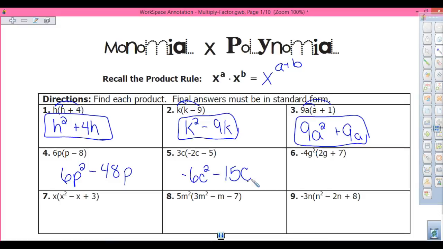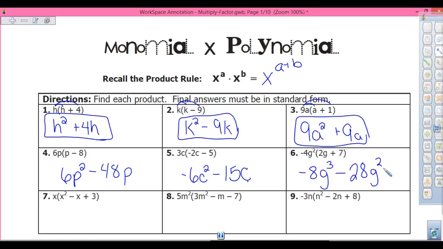Okay. How about negative 4g squared times 2g? There you go, negative 8g cubed. And now we've got a negative and a plus sign, so that plus sign is going to turn into a minus 28g squared. Good. Okay, so far so good, right?